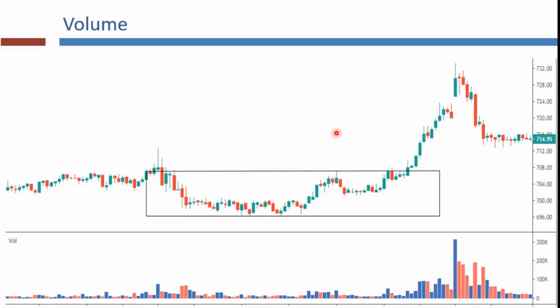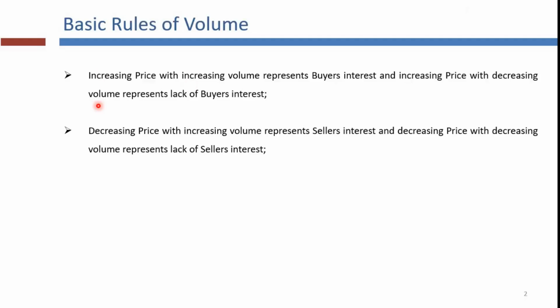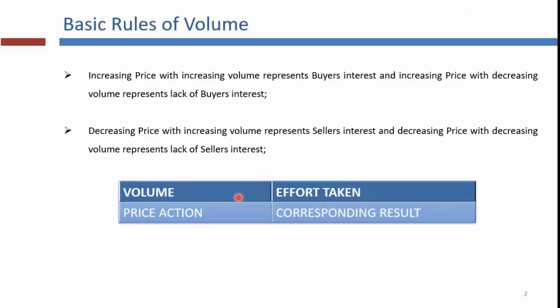So we will look at a few rules of volume to understand how to read a candlestick chart along with volume. Now let us look at a couple of rules. The first two rules state that increasing price with increasing volume represents buyers or demand interest, and increasing price with decreasing volume represents lack of buyers or lack of demand interest. In the same manner, decreasing price with increasing volume represents seller's interest, and decreasing price with decreasing volume represents lack of seller's interest.